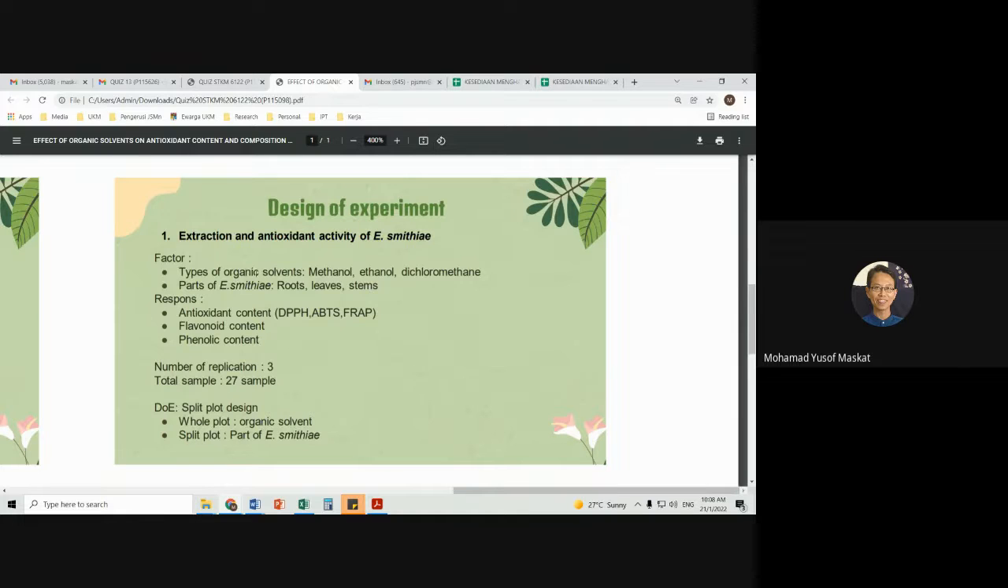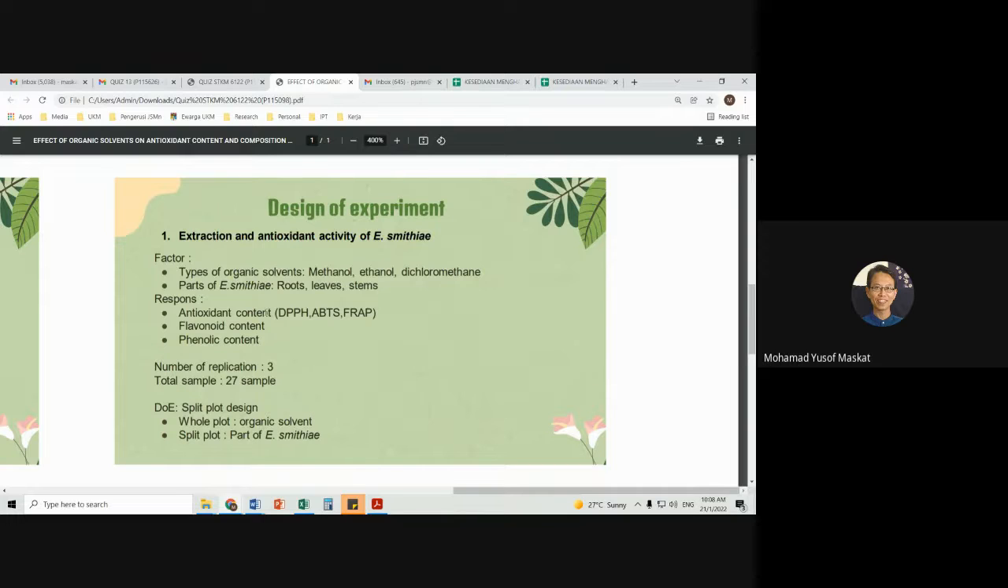Okay, so for the first one, you have 3 types. And then for the second factor, that is the parts, also have 3 types. So for this particular study, all the levels are non-continuous. So these are the 3 types of organic solvents and 3 types of parts of the plant.